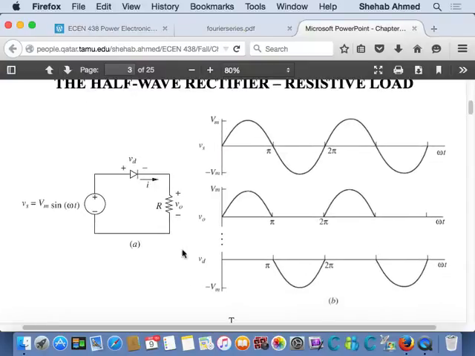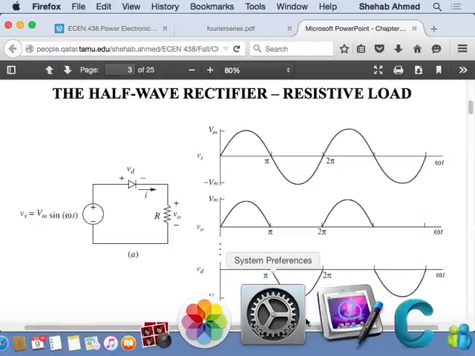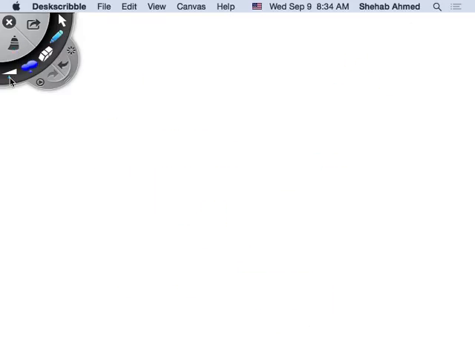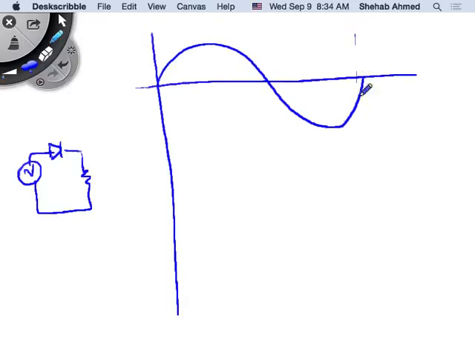The basic form of a half-wave rectifier is the diode half-wave rectifier: you have a sinusoidal source, and you have a diode here and a resistor. So what's this going to do? We look at the waveforms. So you have a sinusoidal source, a diode, and a resistor. If this is your input voltage, what will the output voltage look like?